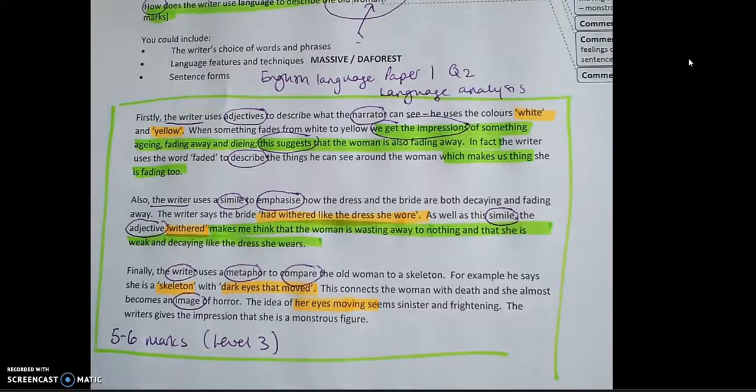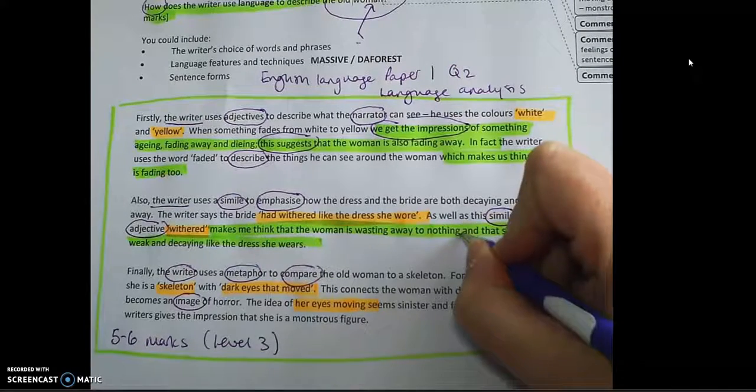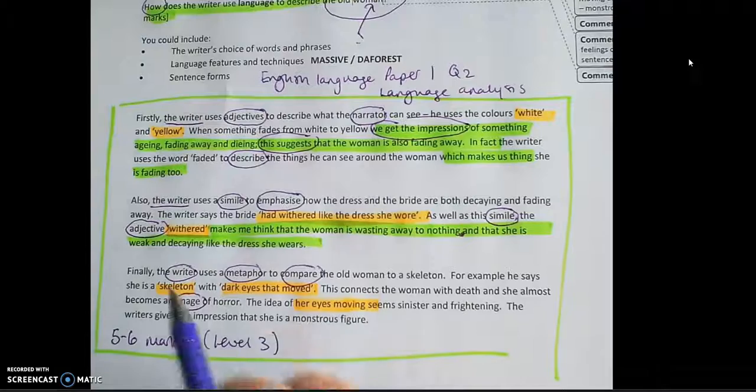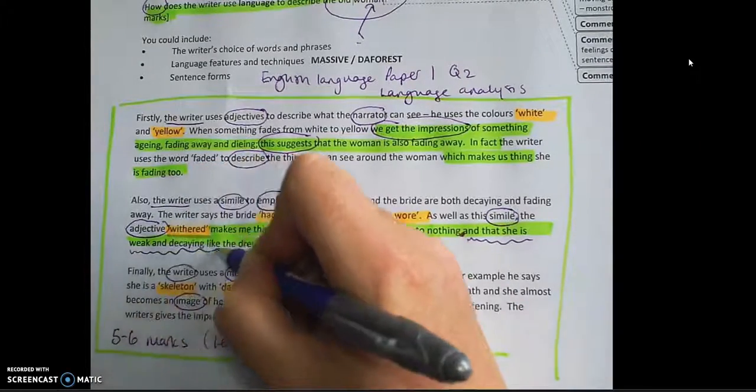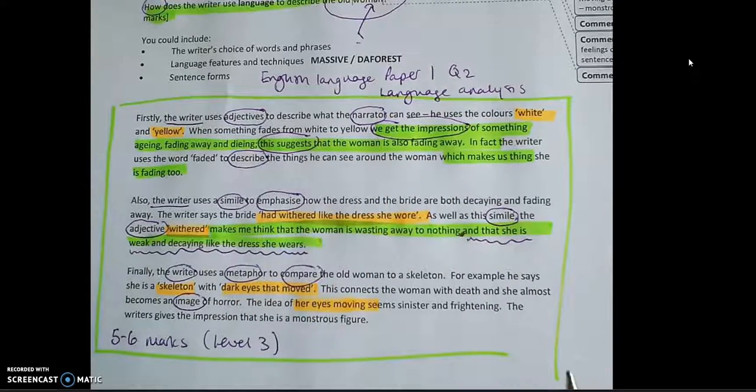Now, one thing to note about this one is that I could have just stopped there, if I put my full stop there. The word withered makes me think the woman is wasting away to nothing. Okay, fair enough. But I'm a bit cleverer than that, and so I can think a little bit more deeply, and I know it's having more than just one effect on me. It makes me think this as well. So it makes the examiner think that, oh yeah, they've really thought deeply about the effect of this word and considered the different meanings that it gets across to us. Not just one, there's more than one there.